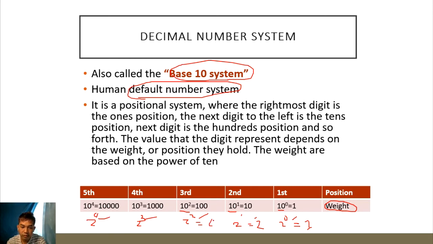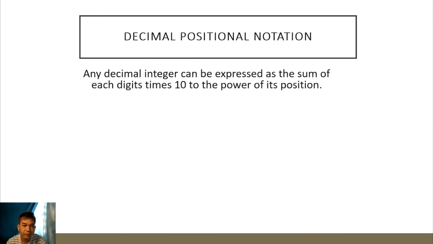So 2 to the power of 1 is 2. This is 2 to the power of 2, that is 4. 2 to the power of 3 is 8. 2 to the power of 4 is 16. So as you can observe, dito sa binary, 1, 2, 4, 8, 16. Sa decimal, that is 1, 10, 100, 1,000, at saka 10,000. So we can also, ang ibang number system din is positional system din siya. So you just have to change kung anong klaseng number or base number meron ang corresponding na number system.